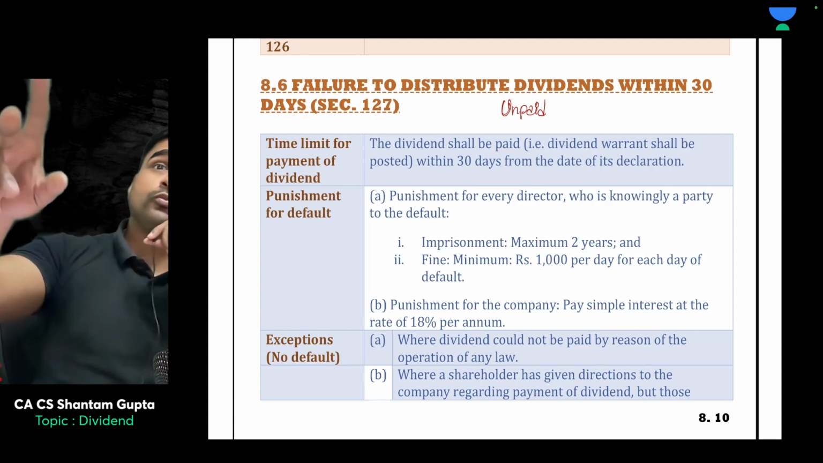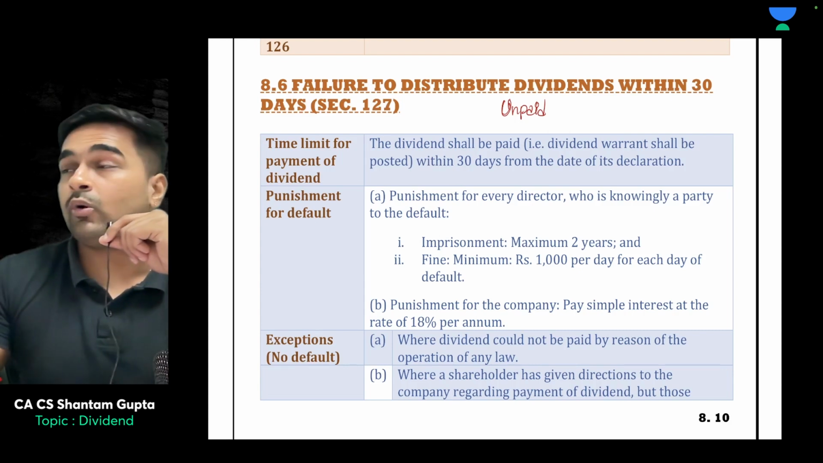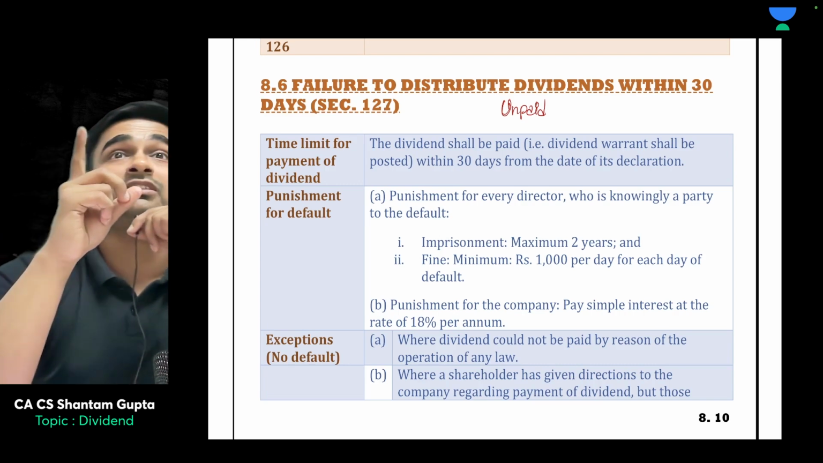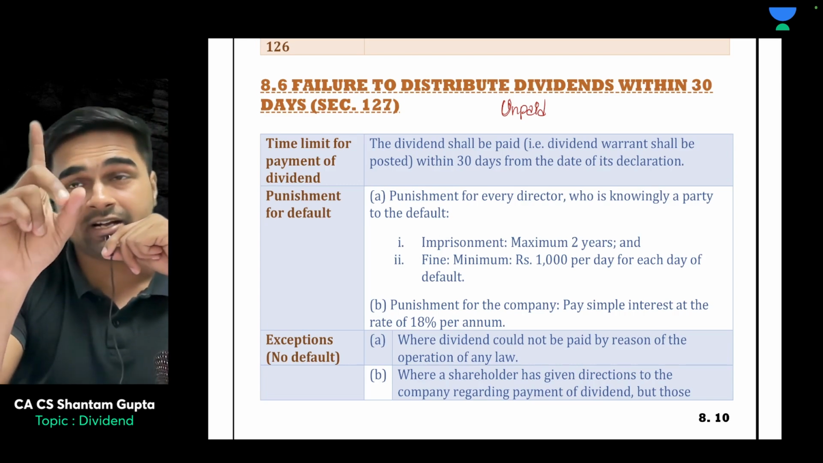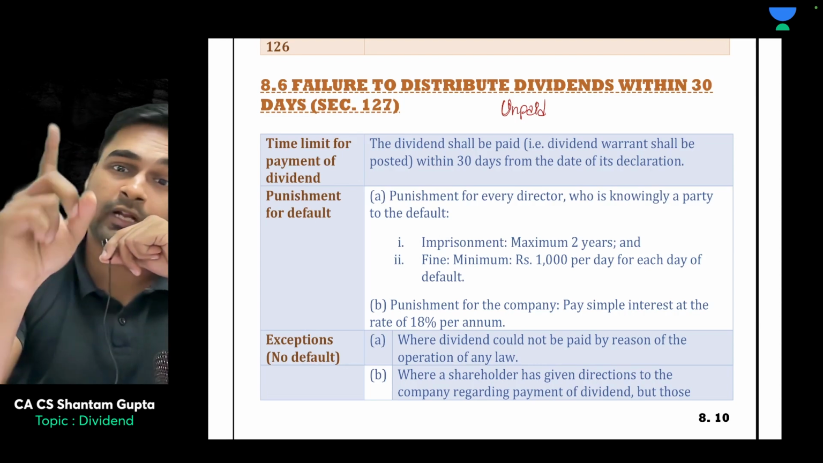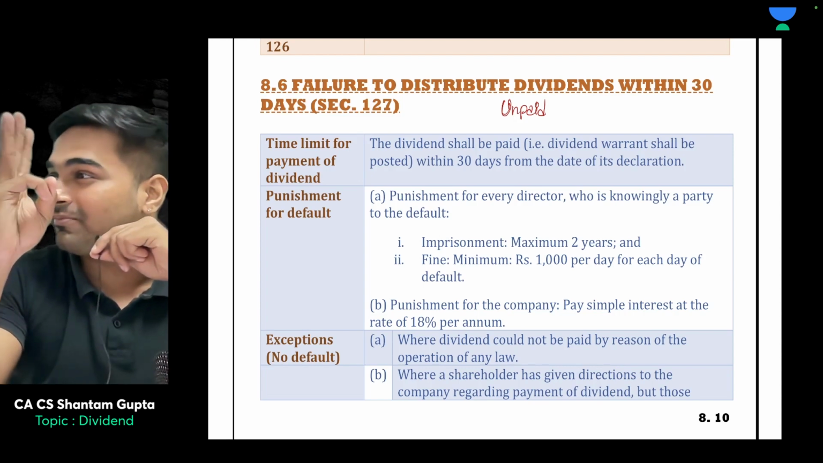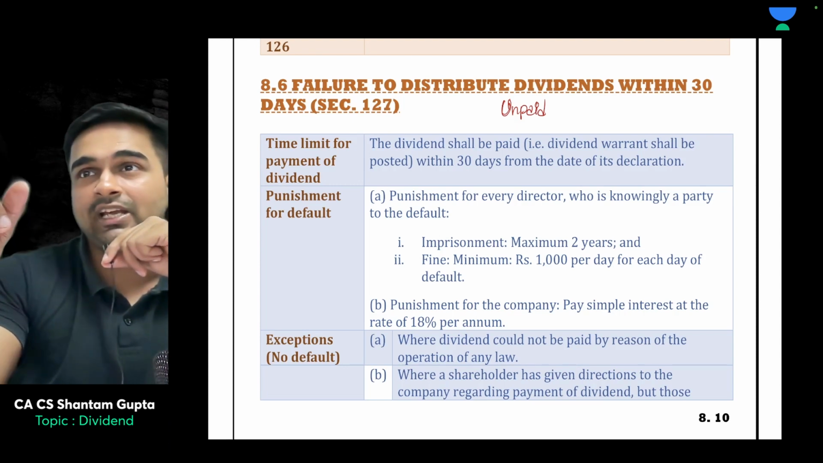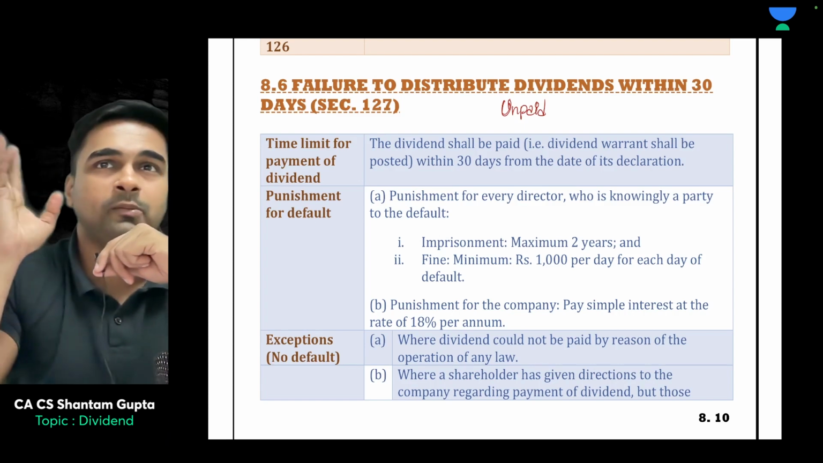Wait, you will also go to jail. Every director who has been a party to this non-payment on purpose will go to jail for a maximum period of 2 years, and you will pay a penalty of rupees 1000 per day. And there is an interest of 18%. So there are 3 things: jail, penalty, and interest. JPI. All 3 you will pay.